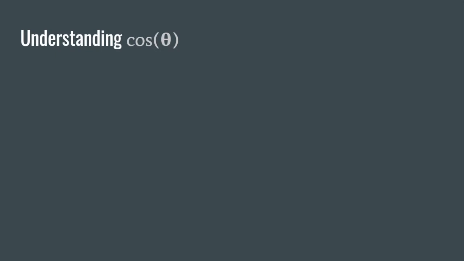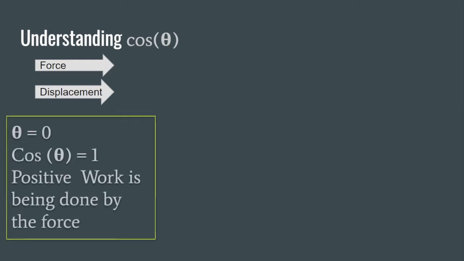So let's take a further look at this cosine theta. Here we have two vectors, a force vector and a displacement vector, and they're both pointed in the same direction. Therefore, the angle between them would be 0, meaning that cosine theta is equal to 1, because cosine of 0 equals 1. We're using degrees here, obviously, because we're in physics, and this just tells us that positive work is being done by the force.